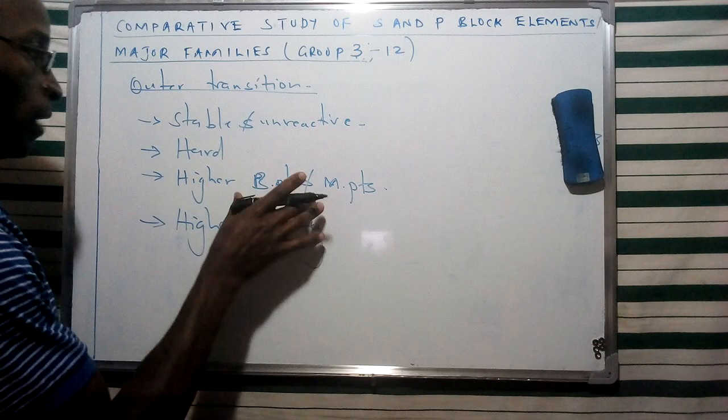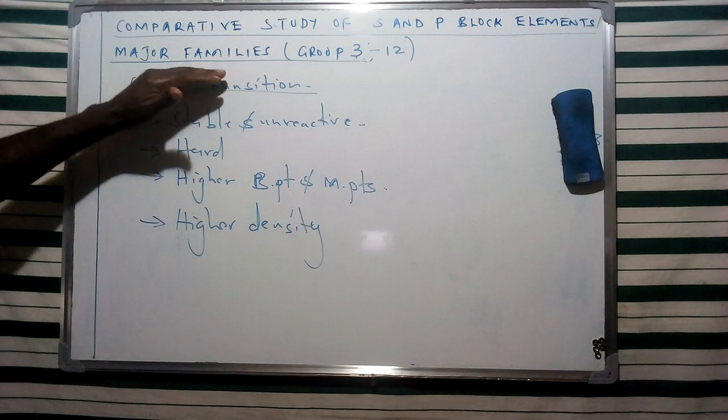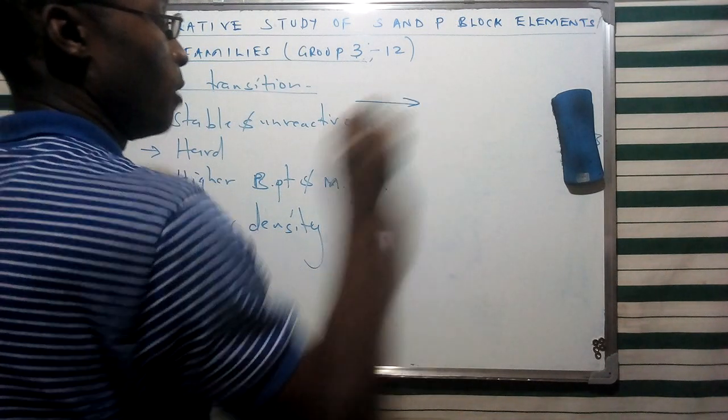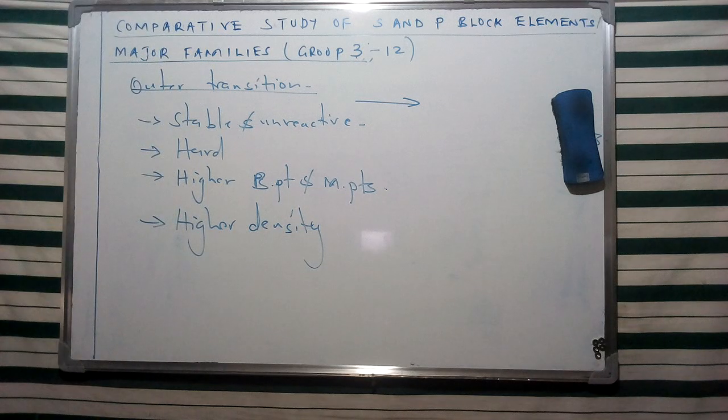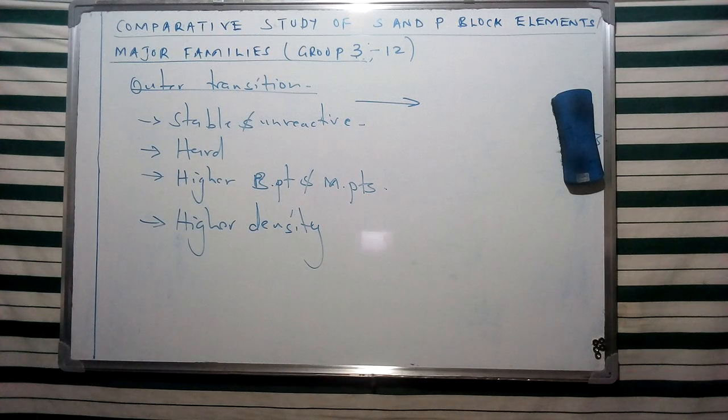So these are some of the variables which we're going to consider whenever we do a comparison between group 1, 2, or the trend of the characteristics of elements across a specific period, or down a specific group from group 1 to, of course, as we are going to see, group 18.